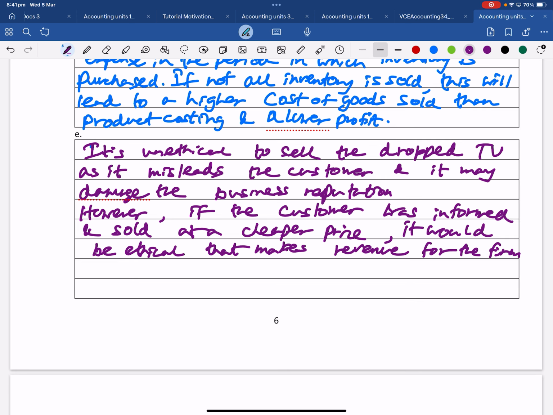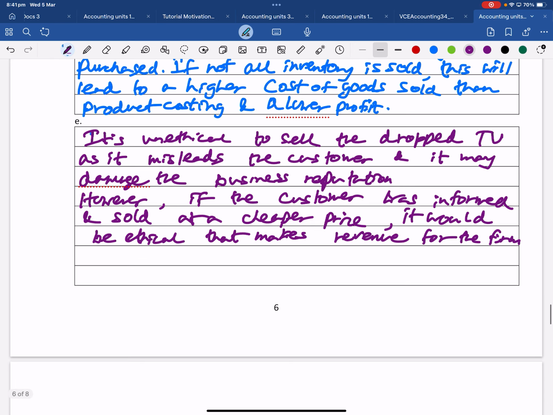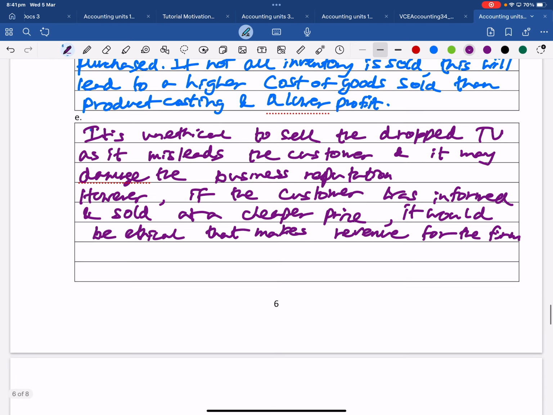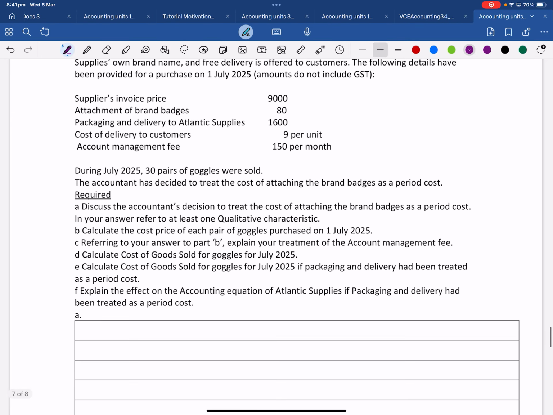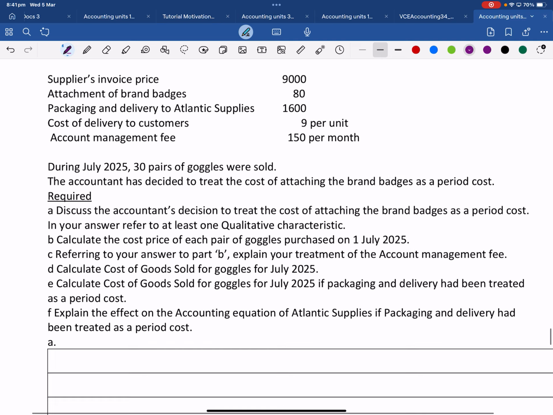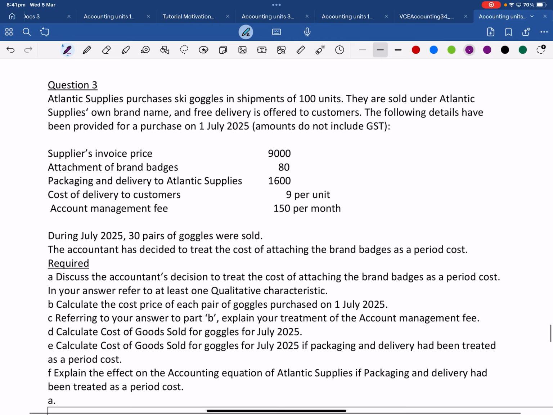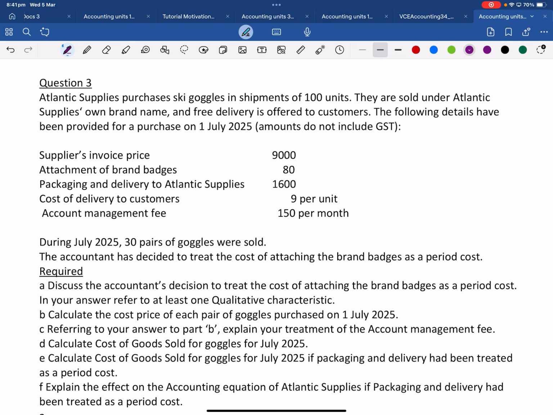Okay, we'll quickly do the last question as well. Right, part A, of course. Please read the question quickly, guys, or shall we read it together? Atlantic Supplies purchases ski goggles. We'll do some parts, not the whole question.